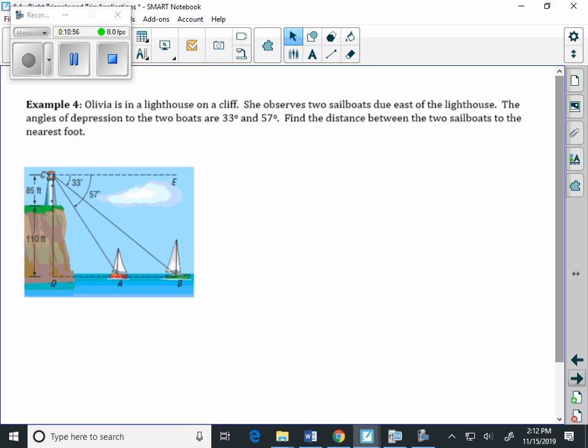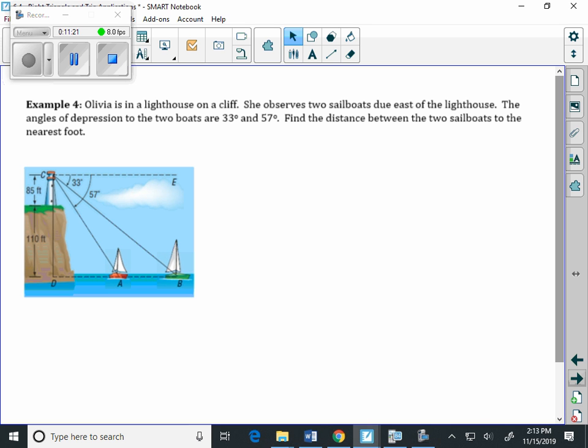Hopefully you're doing pretty good with these because they get a little bit more complicated, as this next one is. It says, Olivia is in a lighthouse on a cliff. She observes 2 sailboats due east of the lighthouse. The angles of depression to the 2 boats are 33 degrees and 57 degrees. Find the distance between the 2 sailboats to the nearest foot.